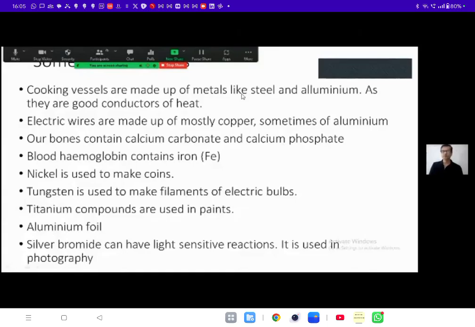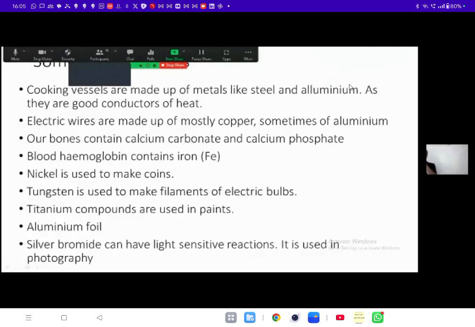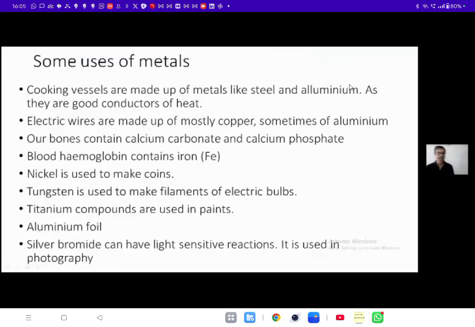Cooking vessels are made up of metals like steel and aluminium, as they are good conductors of heat. Electric wires are made up of mostly copper, sometimes of aluminium. Our bones contain calcium carbonate and calcium phosphate. Blood hemoglobin contains iron, Fe. Nickel is used to make coins. Tungsten is used to make filaments of electric bulbs. Titanium compounds are used in paints. Aluminium foil. Silver bromide has light-sensitive reactions. It is used in photography.